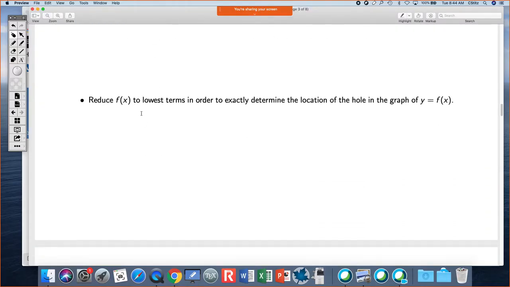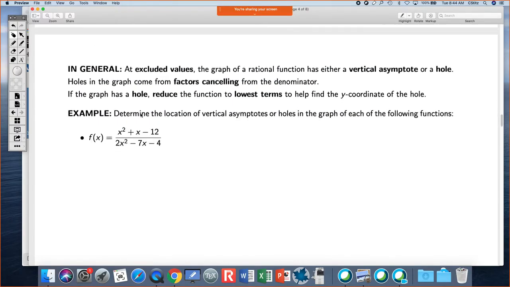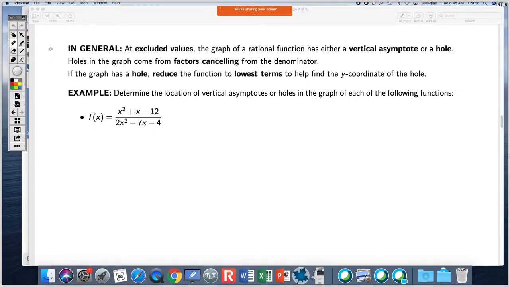And so we did that already. We reduced the function down to find the exact location of the hole. So here's the general methodology, general theorem here. In general, at excluded values, the graph of a rational function has either a vertical asymptote or a hole in the graph.